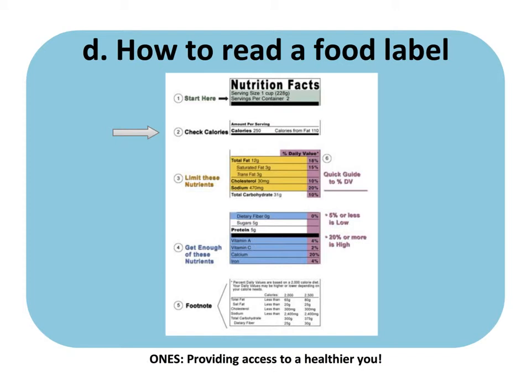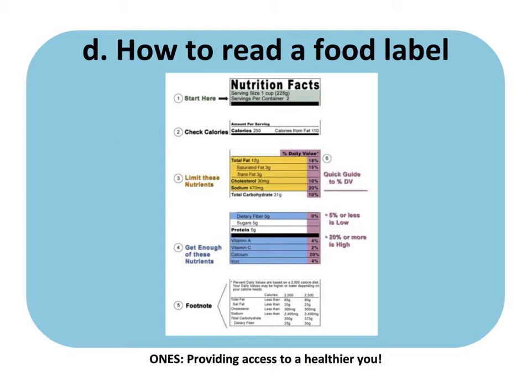The next step is checking the calories. Calories are a measure of how much energy is in a serving of food. This section of the label can help you manage your weight. Look at the total calories per serving as well as the calories from fat. Eating too many calories, whether they're coming from protein, grains, or fat, is linked to obesity and overweight.